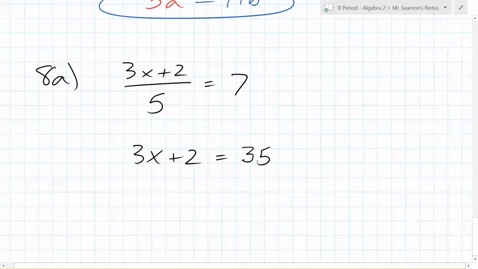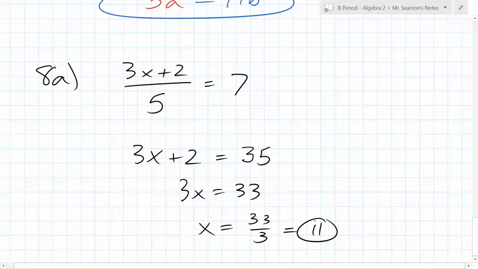Yes. Subtract 2, divided by 3. 3x is equal to 33. So what does x equal? 33 over 3, which is 11.